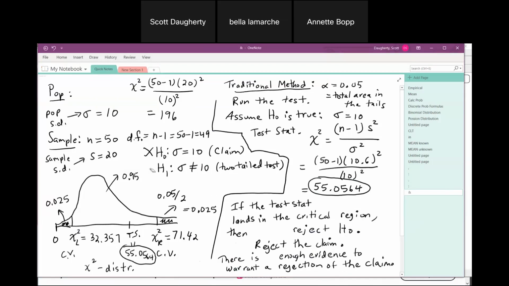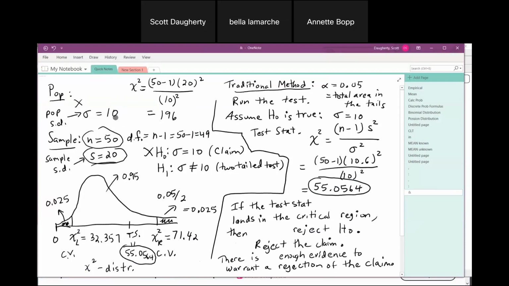Okay, so why is that happening? Why am I rejecting this claim that sigma is 10? Or the null, let's go with null. It's the same as a claim, but why am I rejecting the null hypothesis that sigma is 10? Remember, that's the assumption that we made when we ran the test. The reason we're rejecting it is because 20 is the sample standard deviation that I got. When I sampled 50 people, my sample standard deviation turned out to be 20. At least I'm making that up, but that's what we're playing with here. And that's so far away from 10 that I don't believe this is 10.